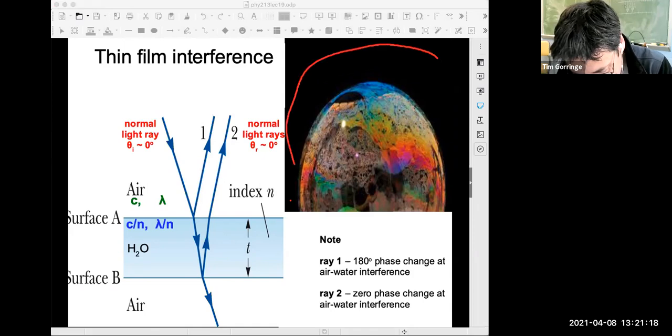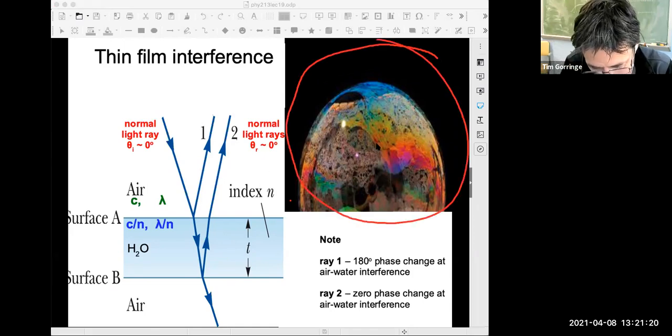Upstairs here, this is a soap bubble, and you're seeing all these different colors. How can we see all these different colors in the soap bubble? We're seeing them by interference in the soap bubble, specifically by interference of reflected light off the soap bubble. We're seeing them because reflected light is light reflected off both the outer surface, the outer radius of the soap bubble, and the inner surface, the inner radius of the soap.